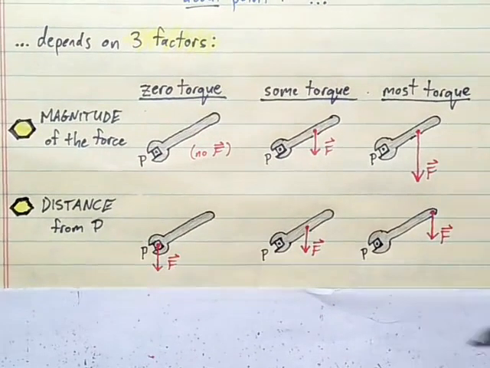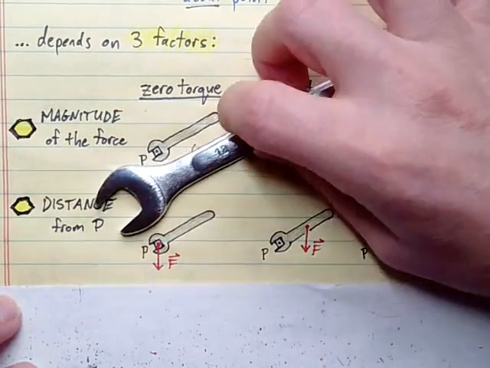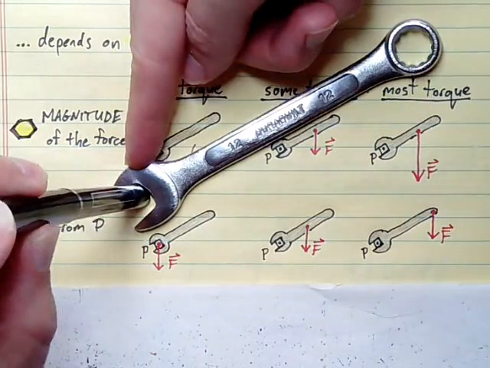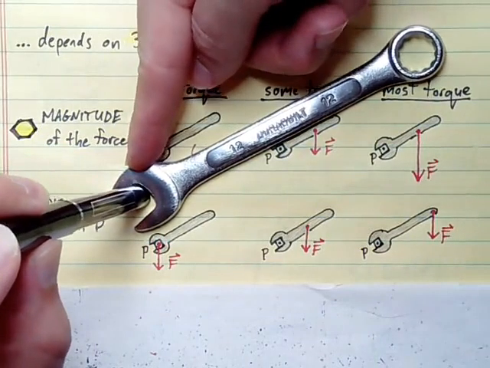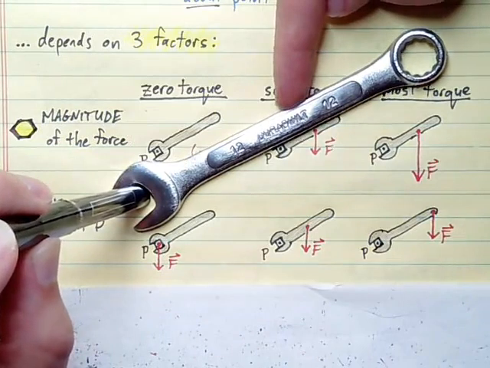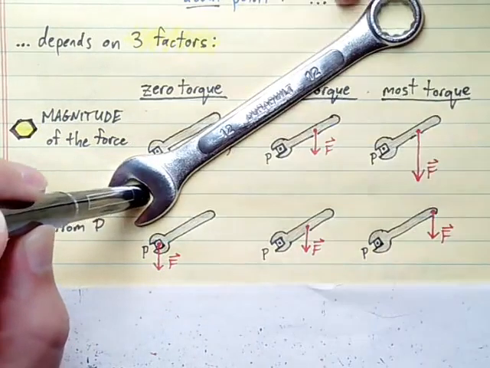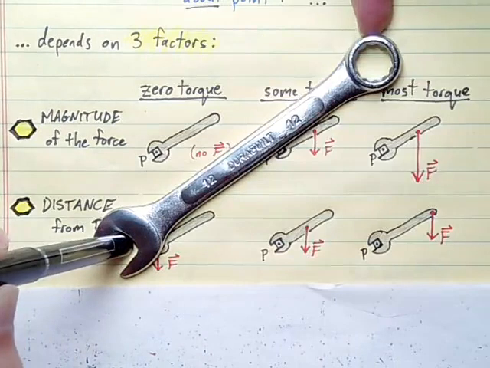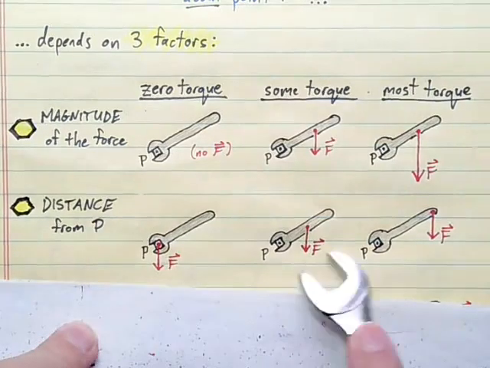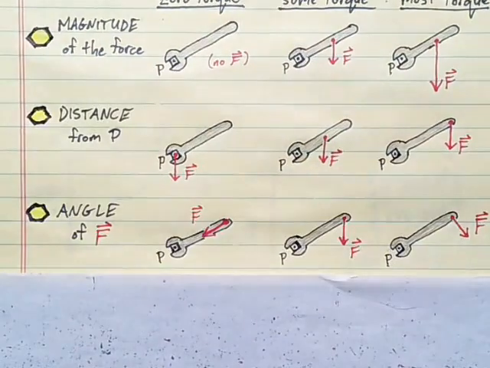Stronger force, more torque. Next factor, the distance from the point of rotation. So if I apply a force right at the point of rotation, if I push the wrench right at point P, it's not going to rotate. If I push some distance away from point P, I will cause it to rotate. And the further away from point P I push, the greater the torque will be.